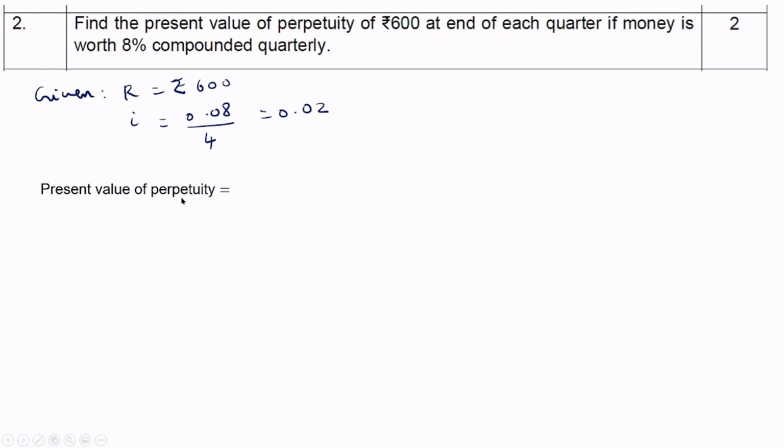So the present value of perpetuity P is given by R by i. So R is 600 and i is 0.02. So this is equal to 30,000. Therefore, the present value of perpetuity is rupees 30,000.